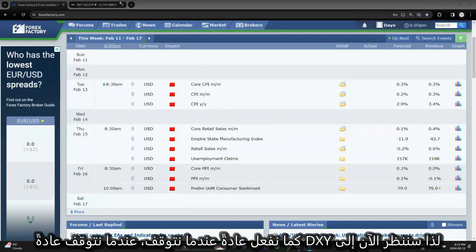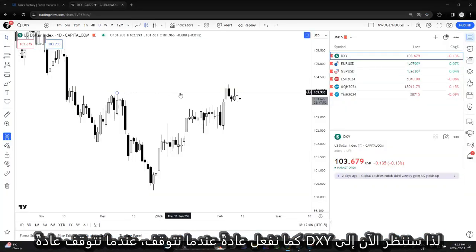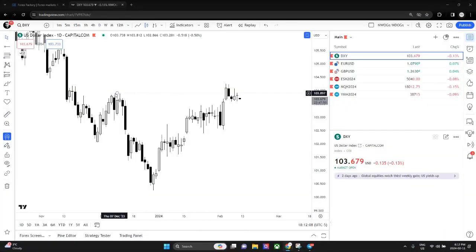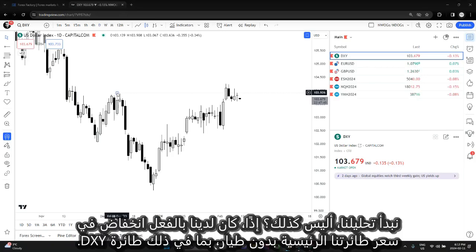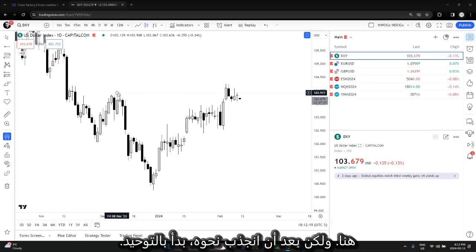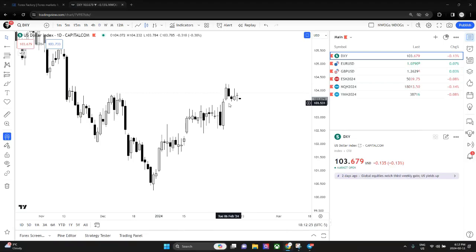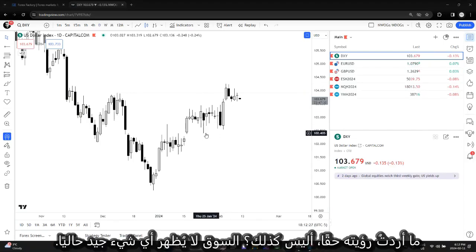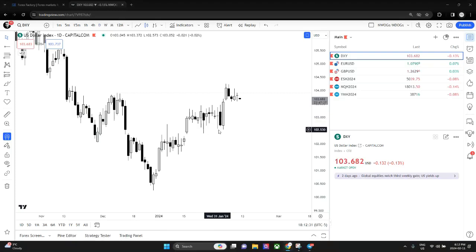So now we'll look at the DXY as we usually do when we begin our analysis, right? We had price draw to our main draw on liquidity for DXY already right here, but then after it pulled towards it, it just started to consolidate. What I really wanted to see, actually, right? The market just isn't showing anything clean right now.